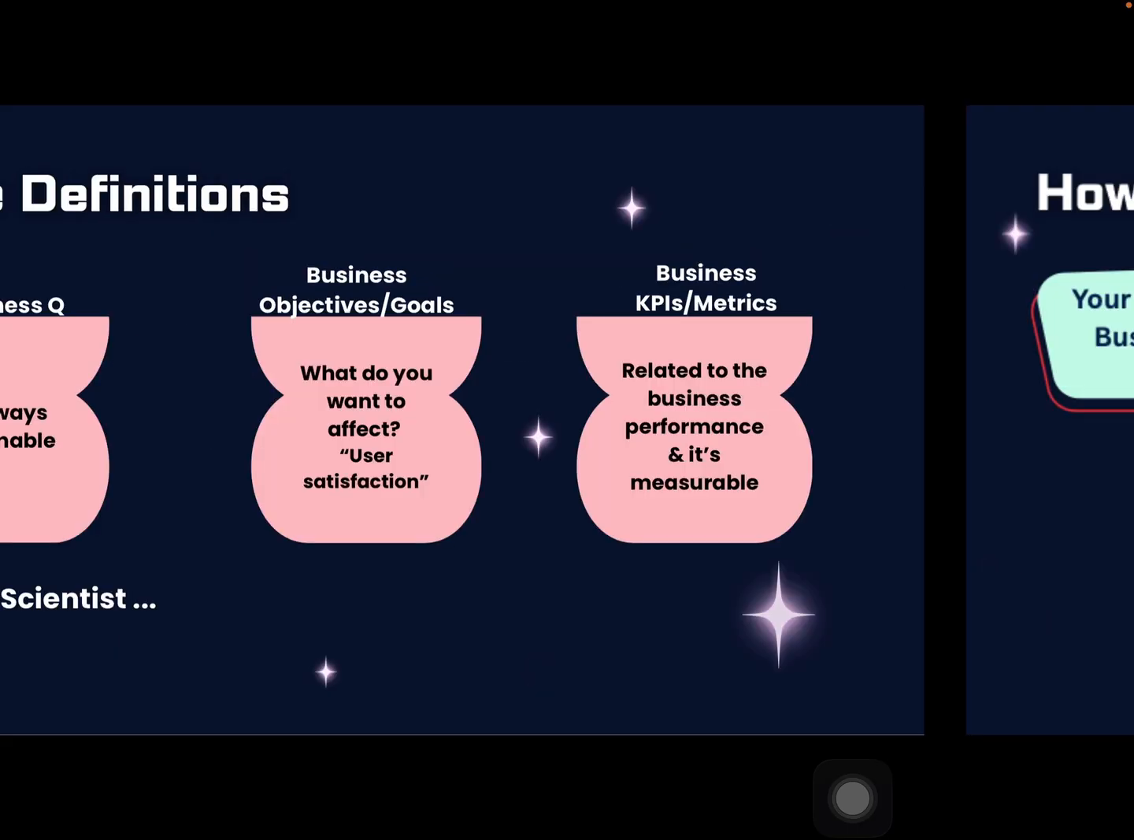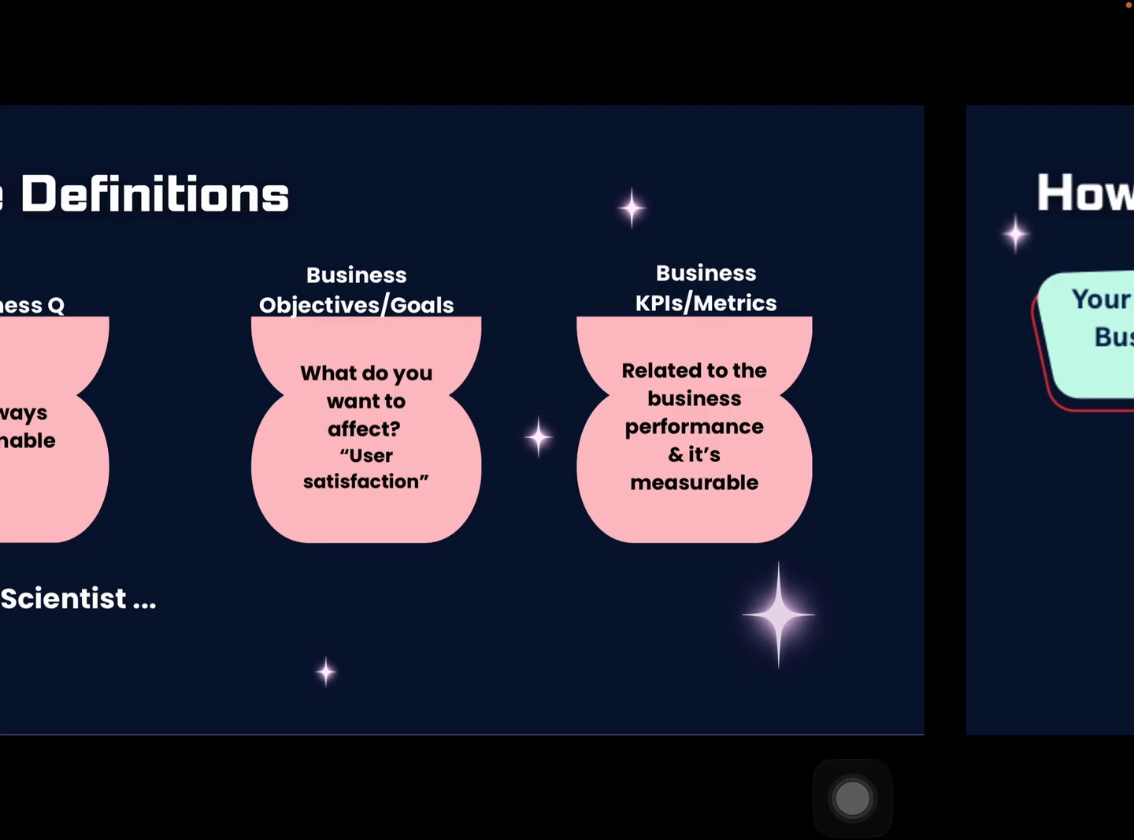So we're starting with the main definitions. We have the business question, which is always actionable. Then we have business objectives and goals: what you want to affect, such as increasing user satisfaction or decreasing user churn. So we need to define the business objective and goal, defining the business problem that we want to solve. Then we use the data as evidence of the solution we have created to solve this problem.